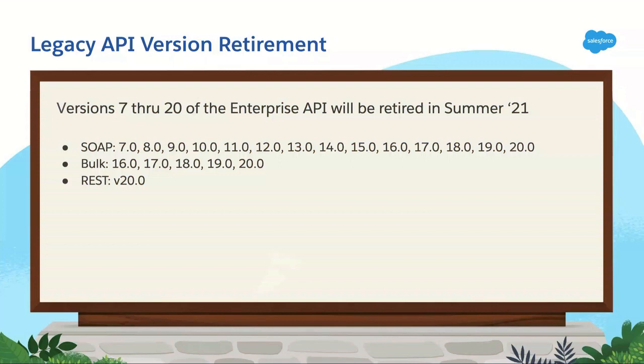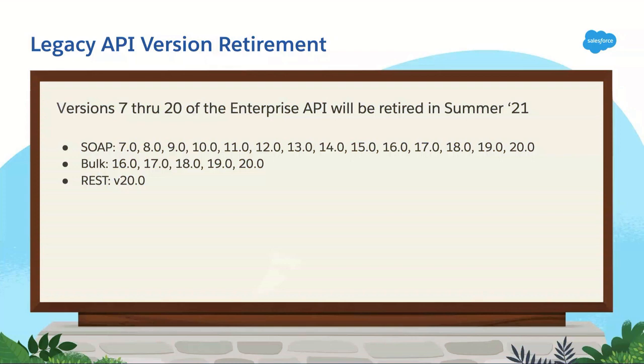So while we're working on enhancing the API landscape with new capability, we're also looking at managing our legacy API versions. We recently announced that we're going to be retiring 14 versions of the Enterprise API in the Summer '21 release, not this upcoming summer, but the year after that. The reason for this is that we want to focus our efforts on building new API capability, and encourage everyone to adopt these new capabilities that provide more features, better performance, better security. And we want to get this message out early so that customers and partners have adequate time to plan and revise their API consumption.